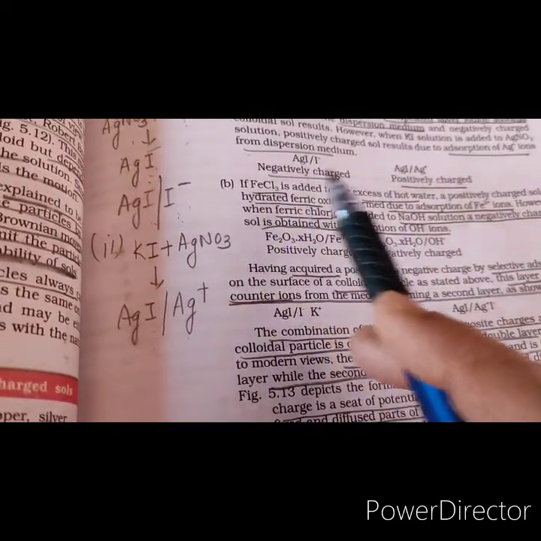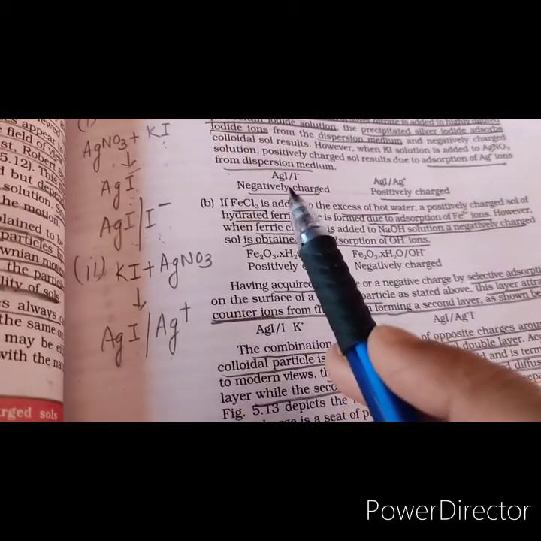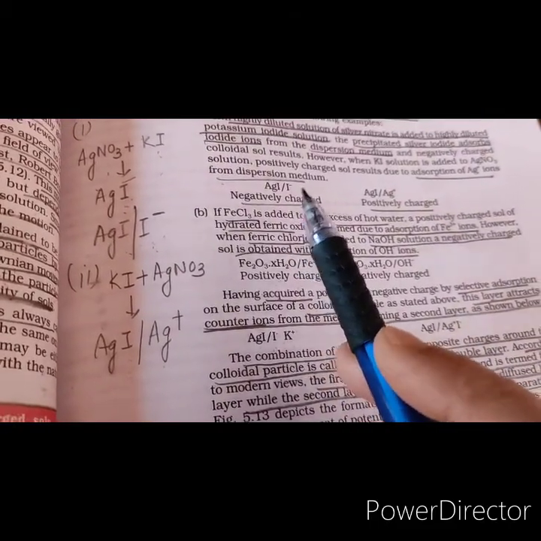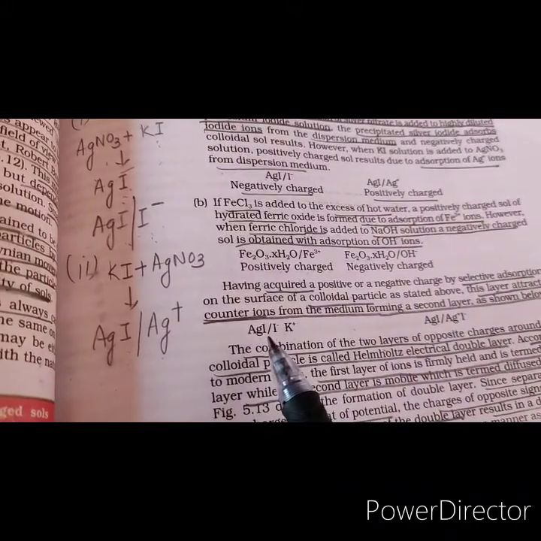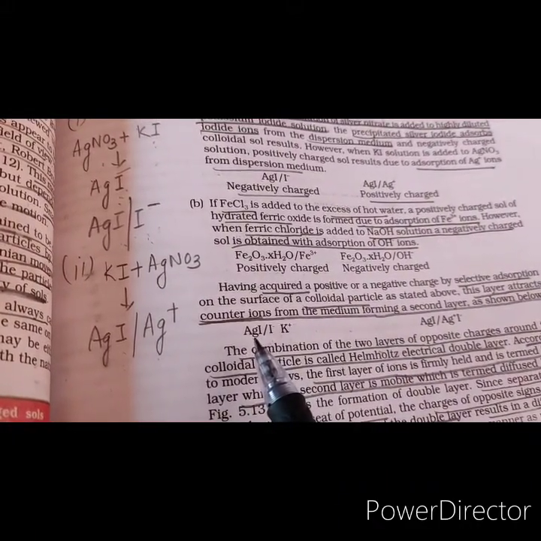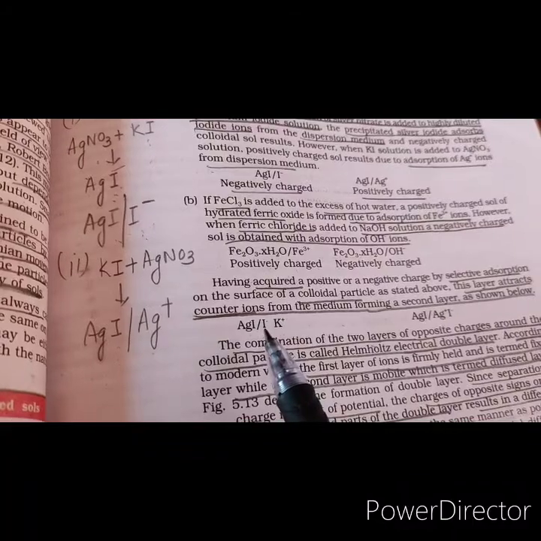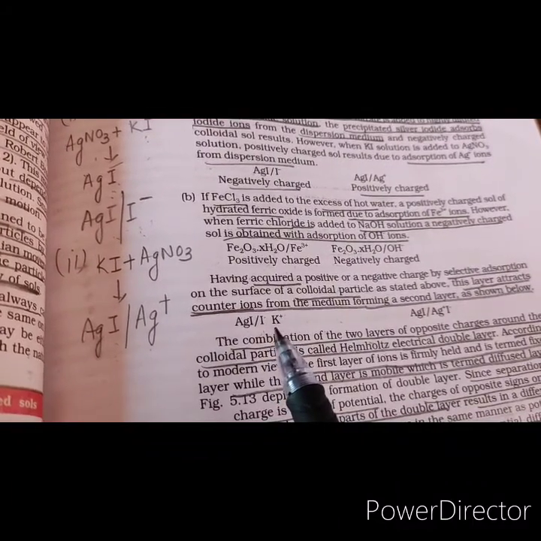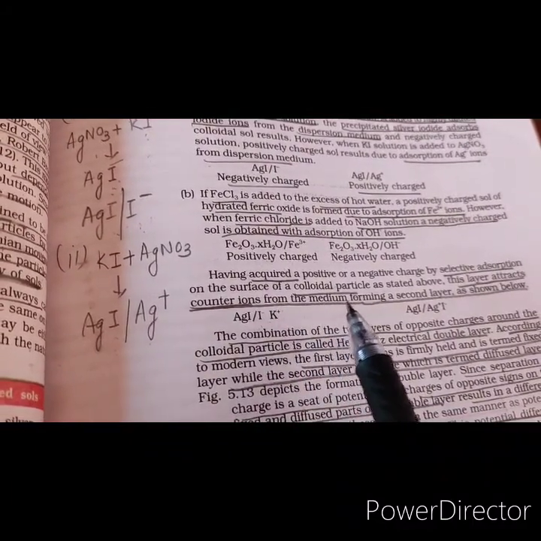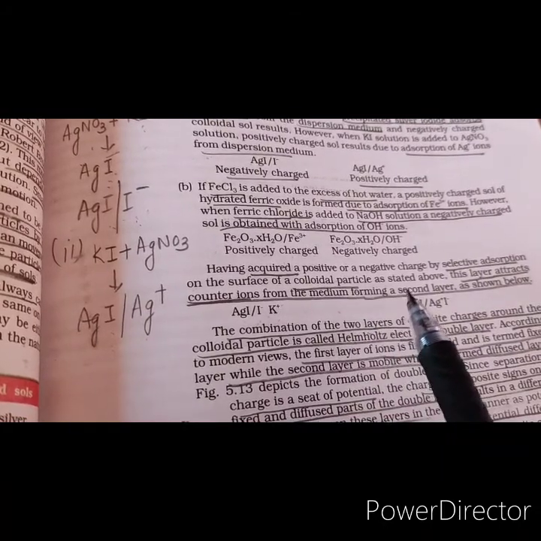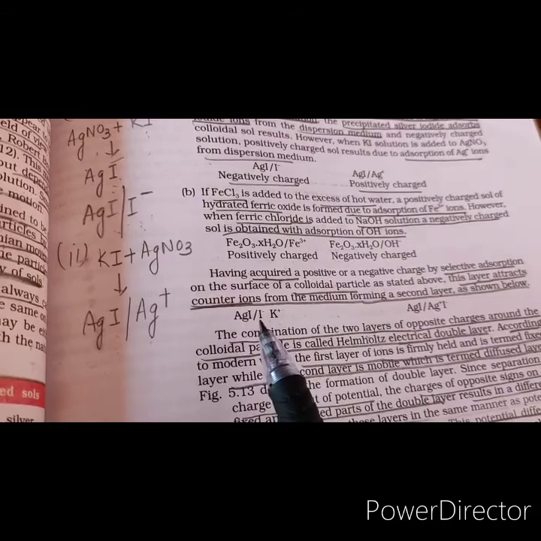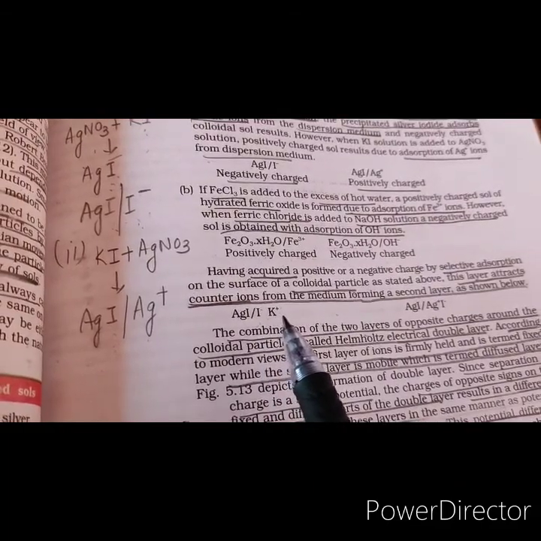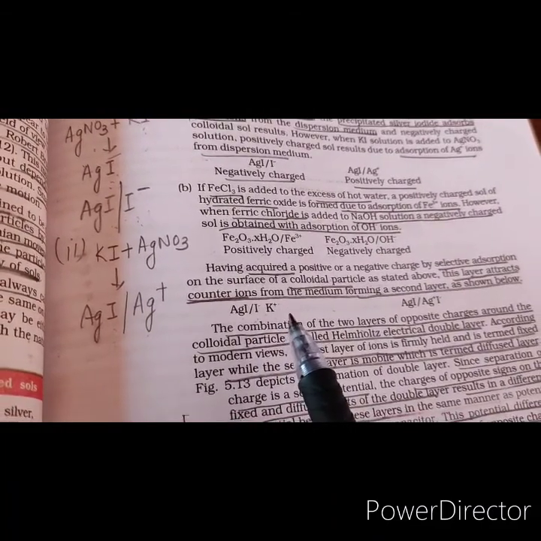Now these sols have been formed. Now what they do, they start attracting counter ions from the dispersion medium. So this sol is formed. This is the colloidal particle. This has adsorbed the common ions. Now this starts attracting the counter ions from the dispersion medium and thus a second layer is formed. The first layer which is formed by the iodide ion is called the fixed layer and the second layer is known as the diffused layer.